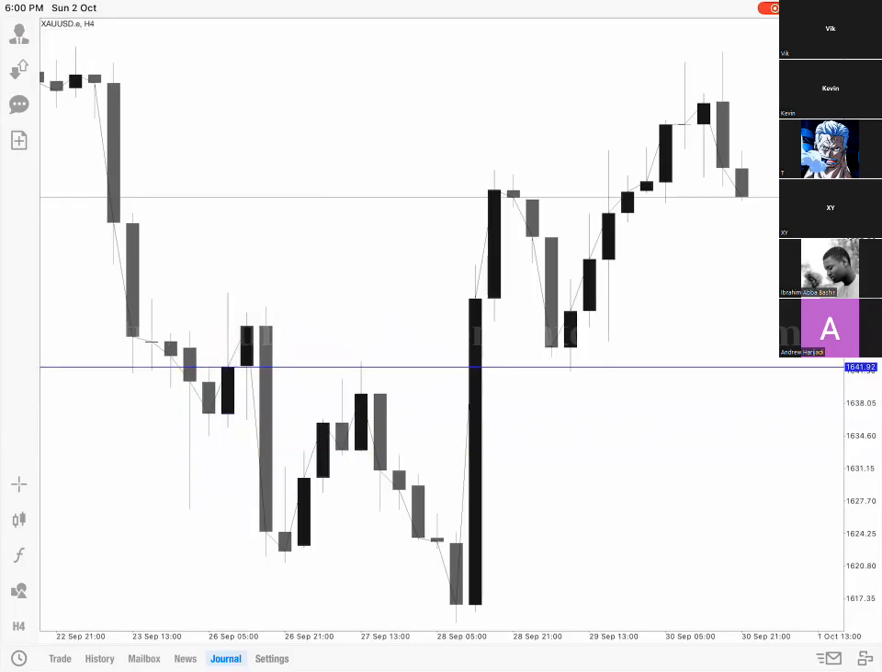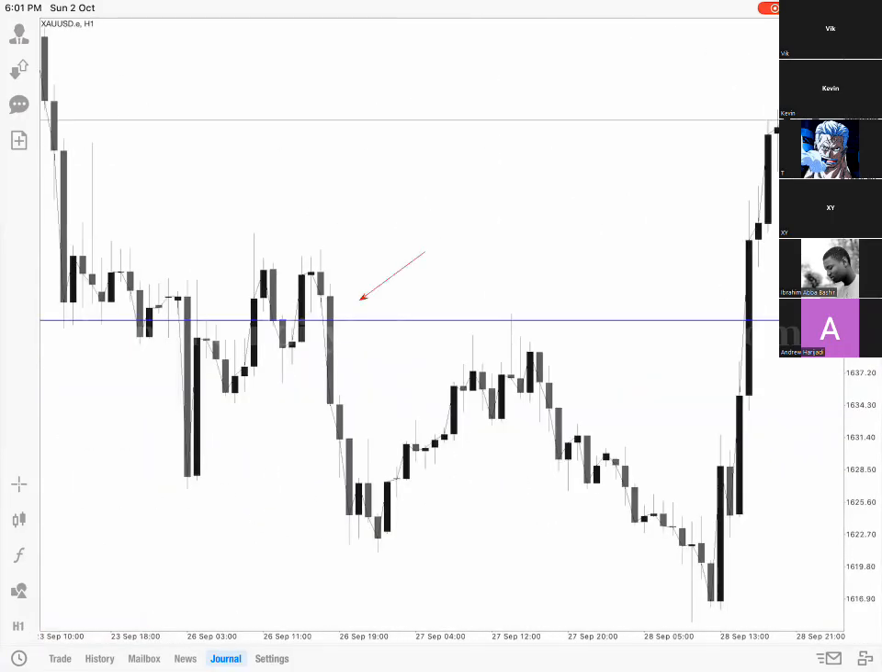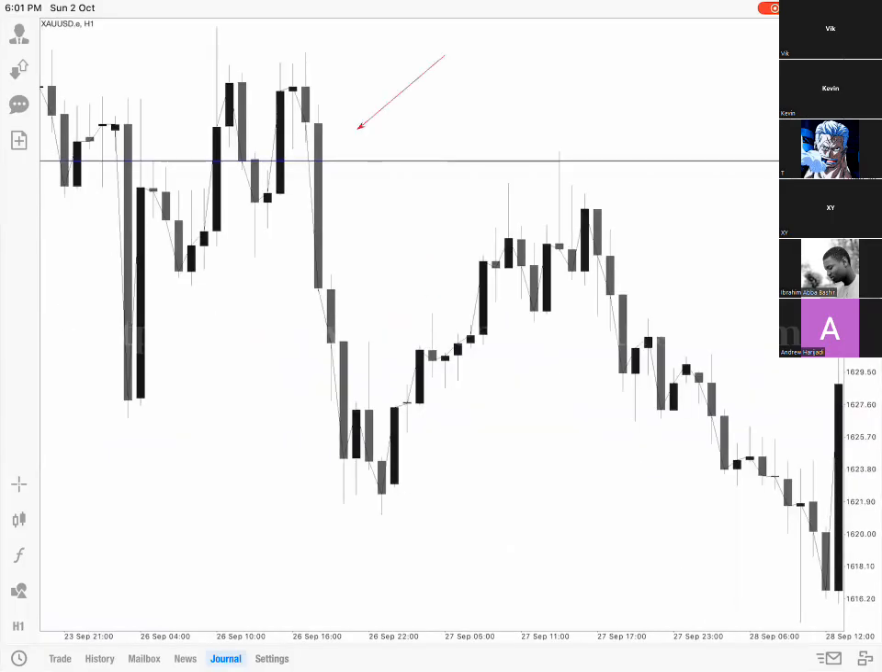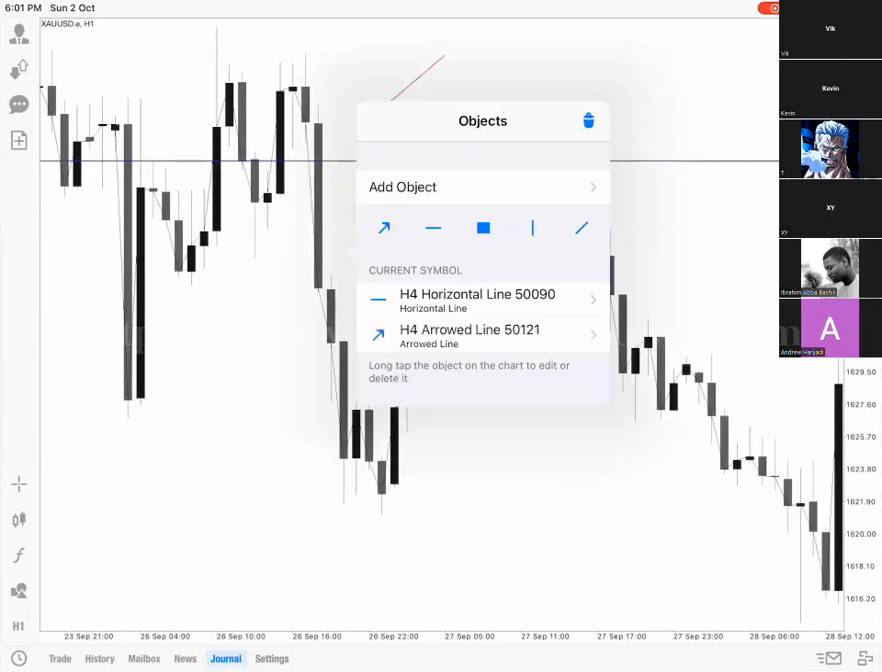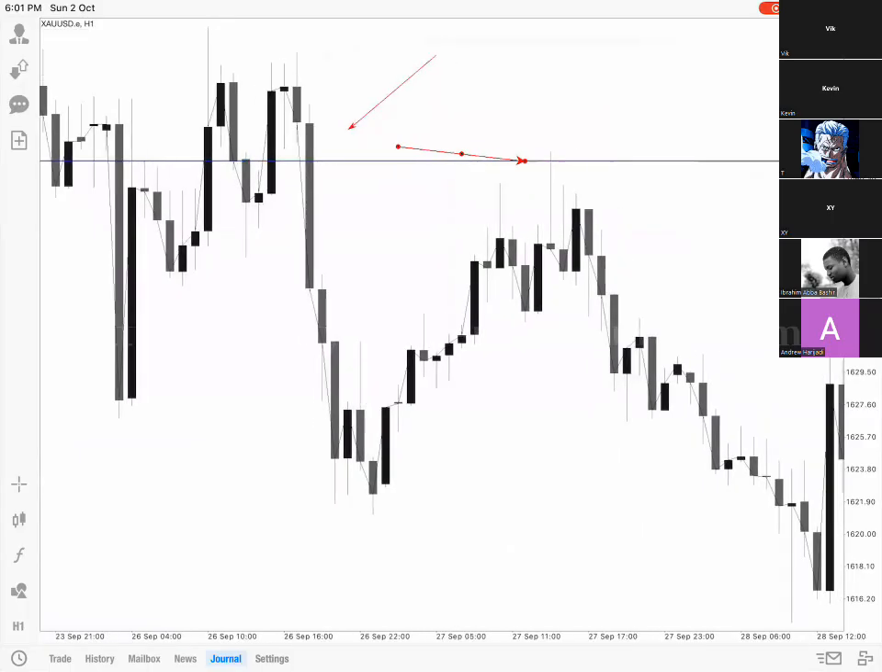This one here. Over there. See, it's perfect. It's in line with a nice level. Okay. And then price took it. And then price went down. Simple as that. Okay.